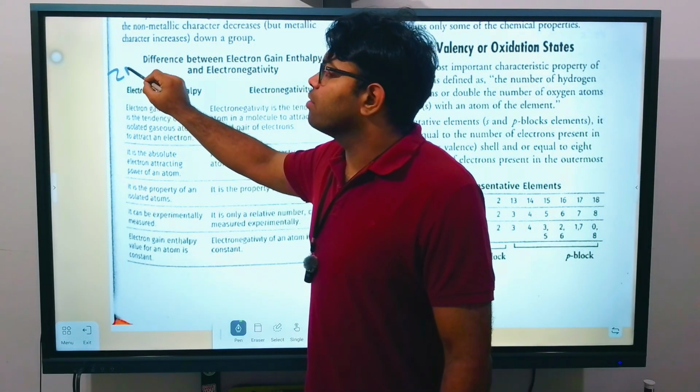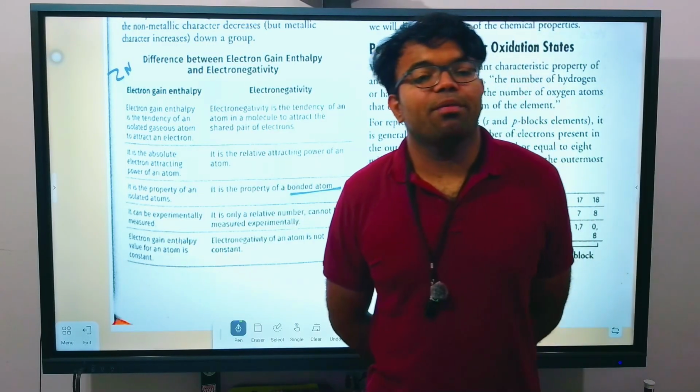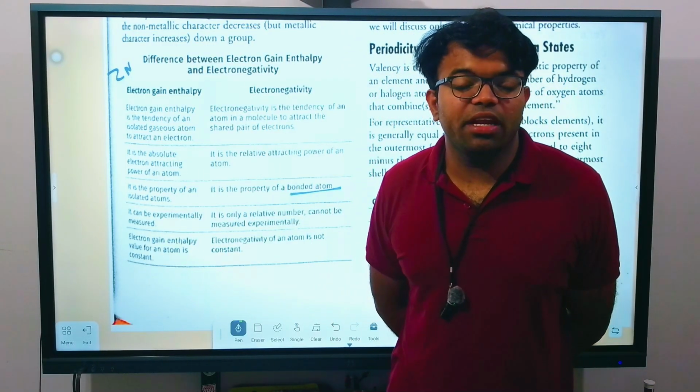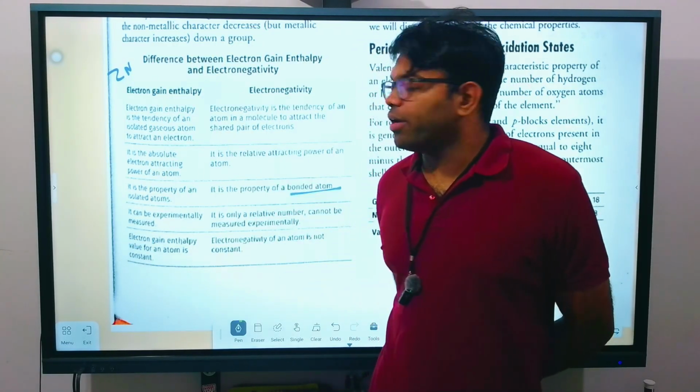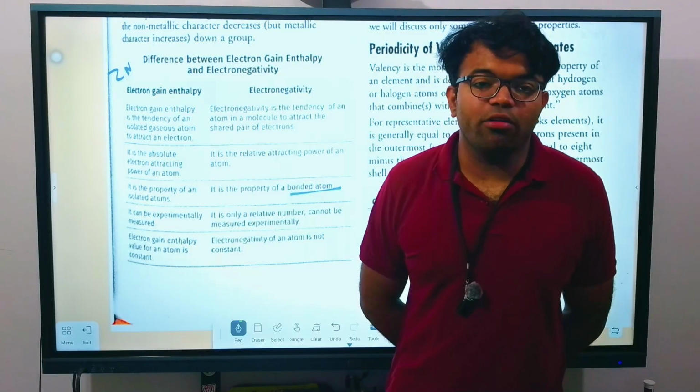This is a 2 marker. If it's a 2 marker, you can add 4 points, half a mark for each and every single point. If it's a 3 marker, you will write all the 5 or 6 points. Understood? Is there any doubt here?